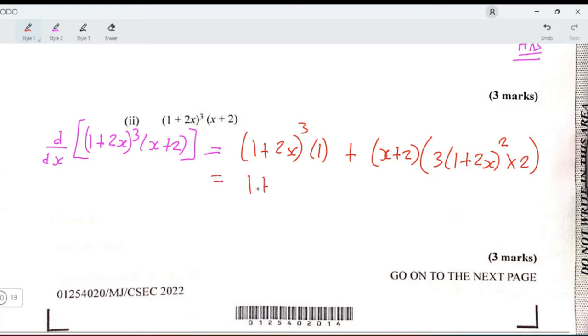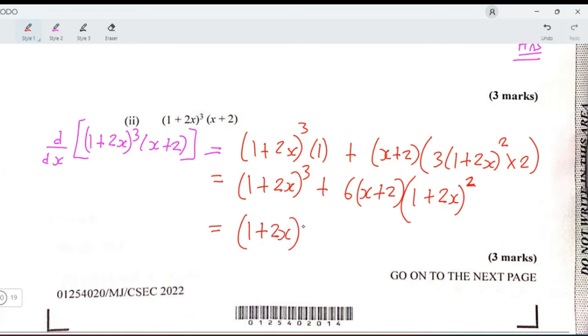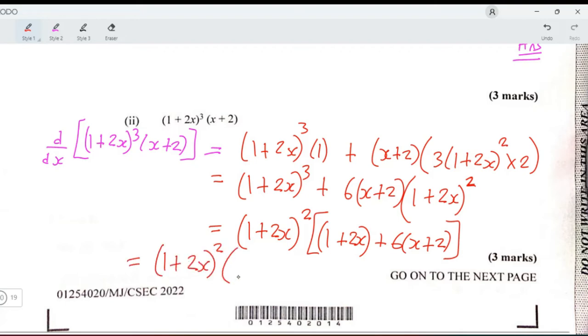Now we just need to simplify. 1 plus 2x cubed plus x plus 2 times, in this bracket is 2 times 3 is 6. So that 6, you can put here, 6 in bracket, 1 plus 2x all squared, because remember, multiplication is associative and commutative. Now we can factor out 1 plus 2x squared, and we're left with 1 plus 2x from this piece. And from this piece, we have plus 6 in bracket x plus 2. Then simplify in the bracket, so that's 1 plus 2x squared in bracket.